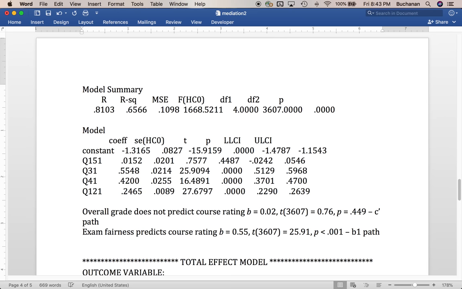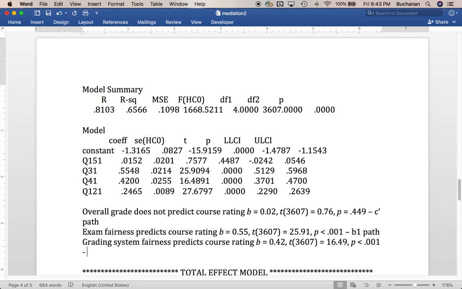Now we've got the overall grading system predicts course rating. Essentially we're saying the exams are fair, the overall grading is fair, and both of those seem to predict my global course rating. And I have control over the grading system. I don't have control so much as the instructor over whether or not they're required to take it. T is 4.9, P less than 0.01. And this one is the B2 path.